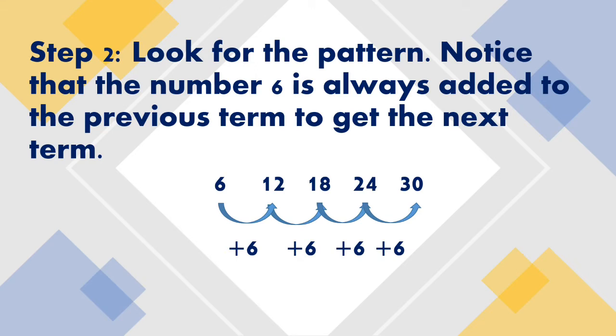Notice that the number 6 is always added to the previous term to get the next term. The first term is 6, so when we add 6, we get the second term, which is 12. When we add 6 to number 12, we get the third term, which is 18.